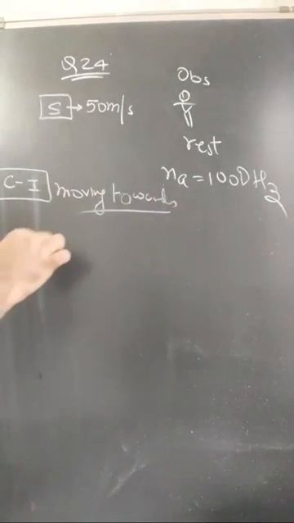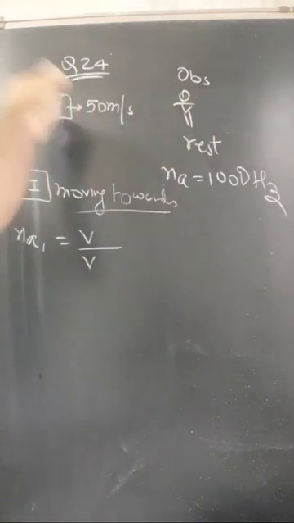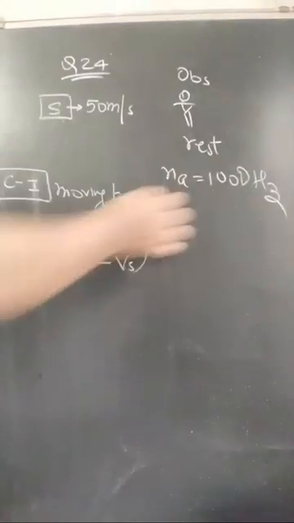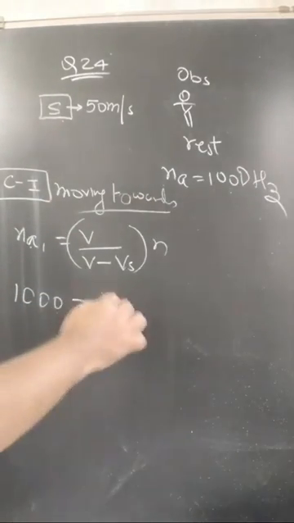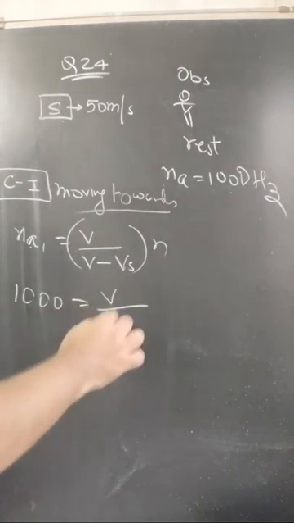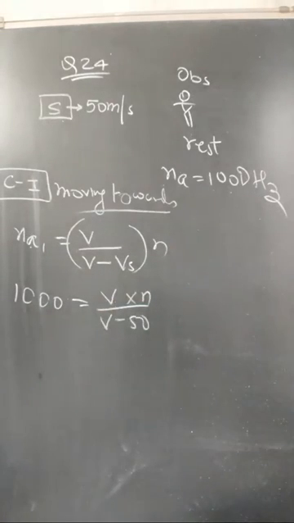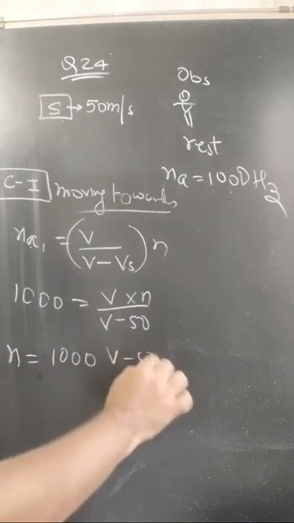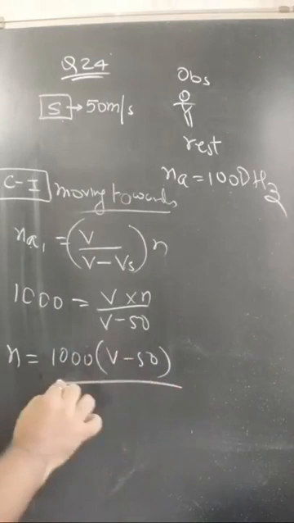So apparent frequency of first case is V, observer is at rest, upon V minus Vs, source is moving towards, into n. Apparent frequency 1000 of the first case is equal to V upon V minus 50 into n. So from here we can say n is equal to 1000 into V minus 50 upon V.